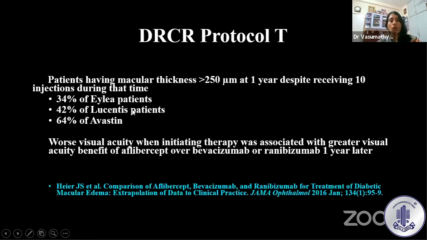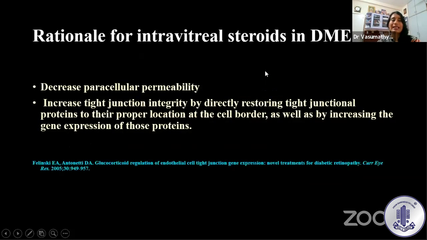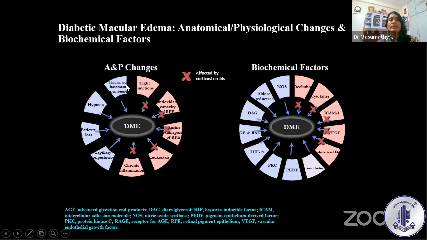And see that roughly 34, 42, and 64% of patients who actually underwent anti-VEGF injections, despite receiving 10 injections, continue to have a high macular thickness, and 1/3 of patients showed persistent edema over the first year, which tells us that there is a rationale for use of intravitreal steroids in DME because they decrease the paracellular permeability and increase the tight junctions, and they have anti-inflammatory as well as some amount of anti-VEGF action.